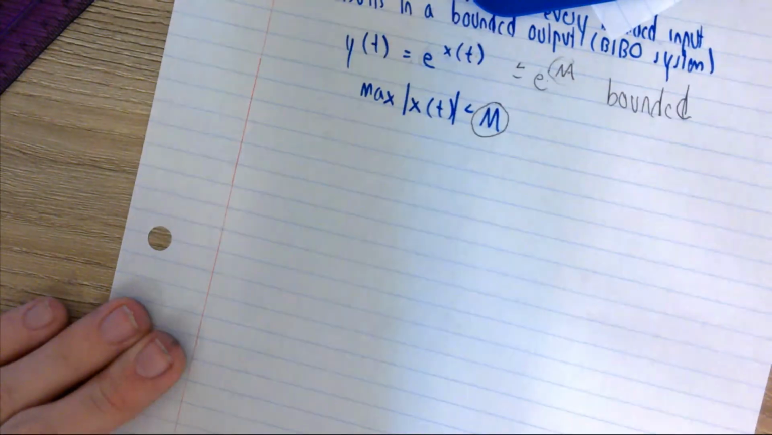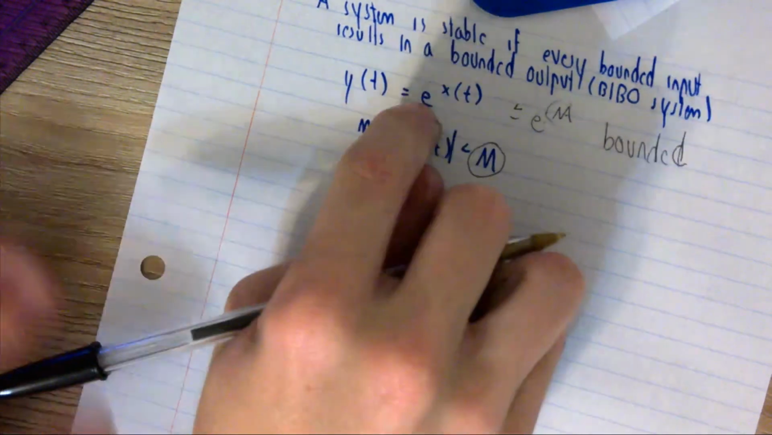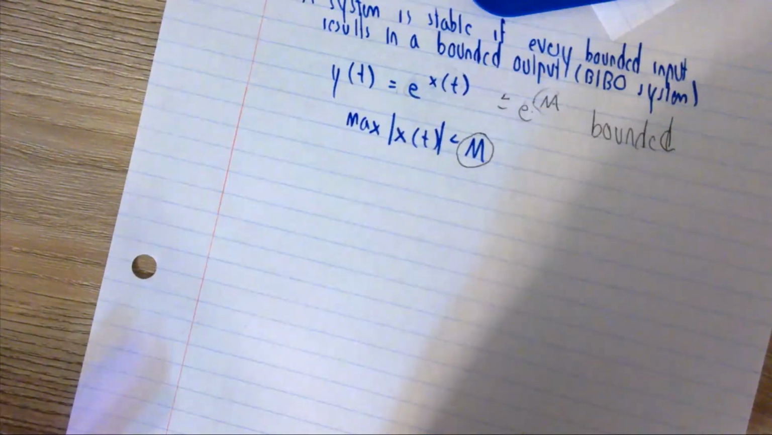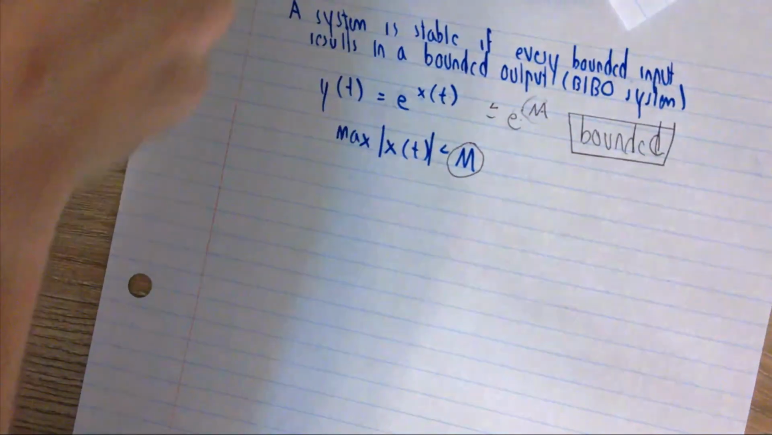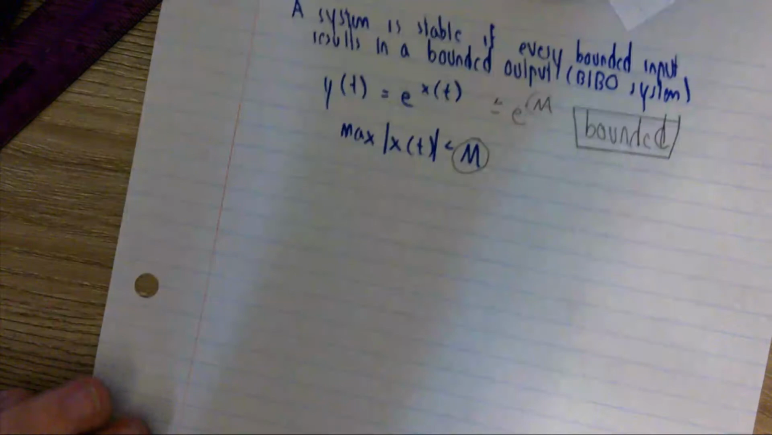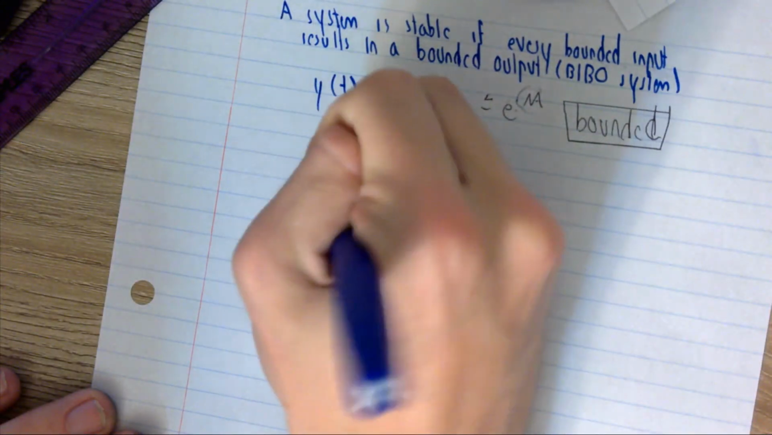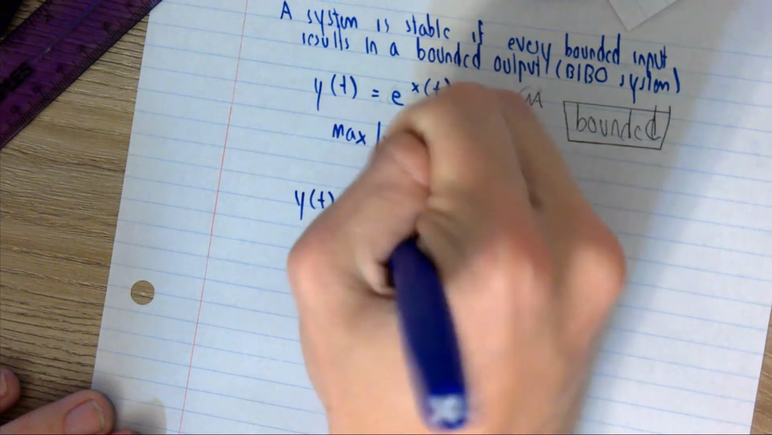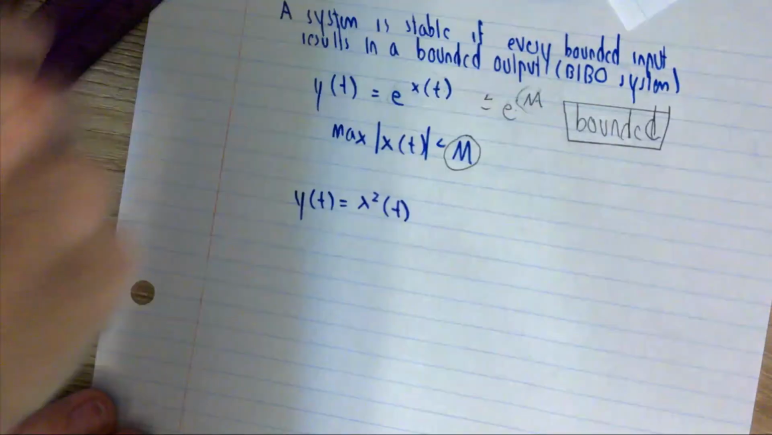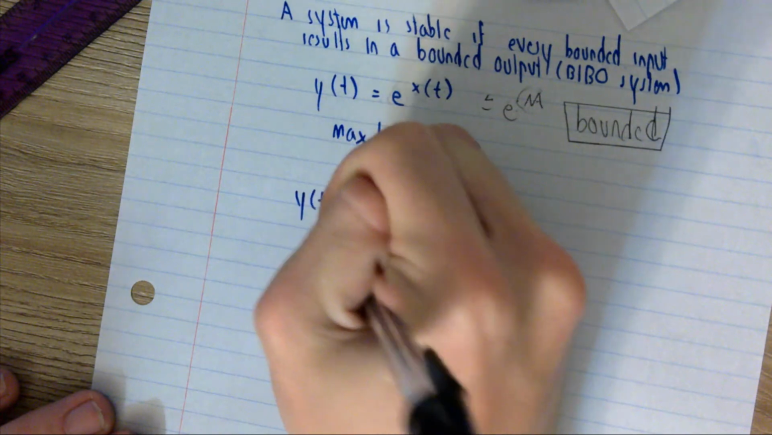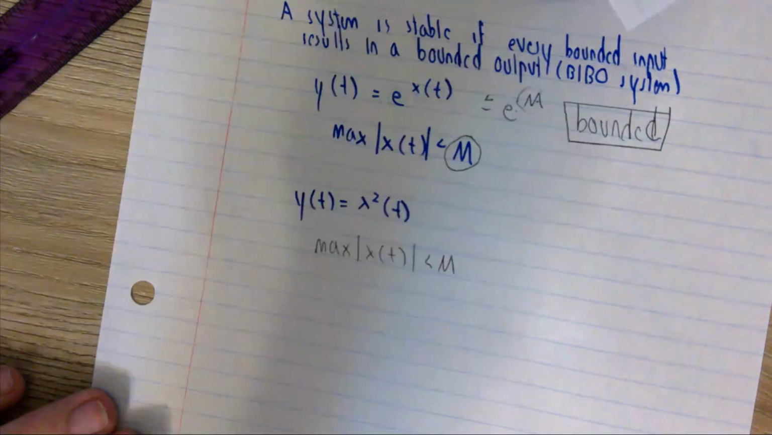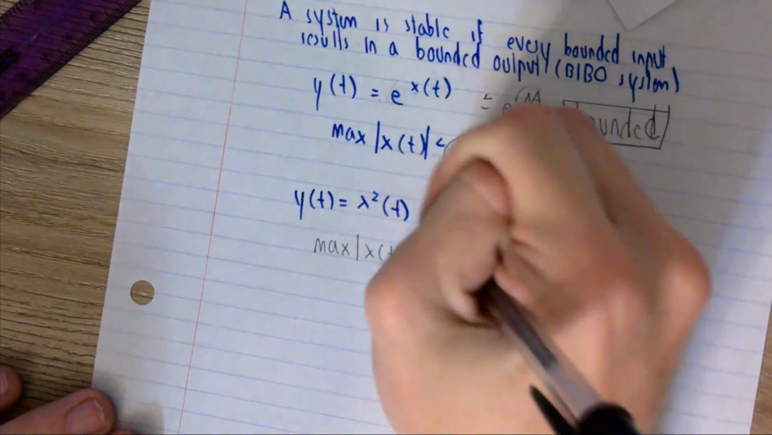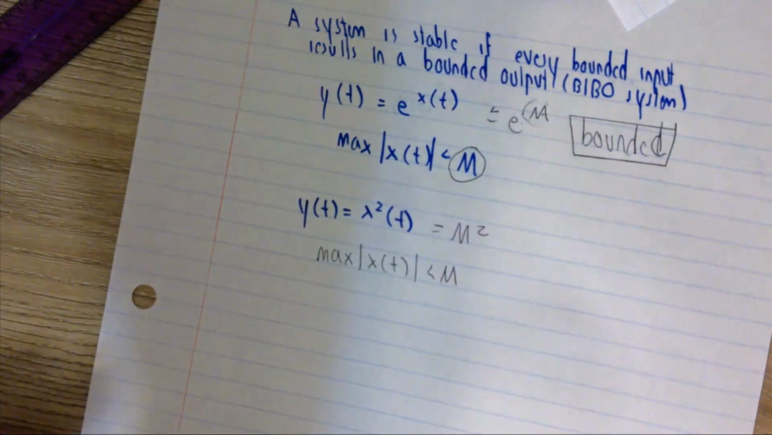So our input is bounded if the maximum is less than a constant. If this is a constant, then e to the power of a constant is just a number. It is not infinity. Next one is y of t equals x squared of t. Well, if the max of x of t is less than some number m, then this would just be m squared. And so that is just bounded.